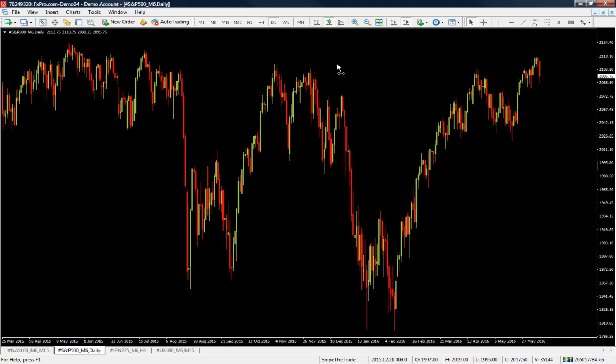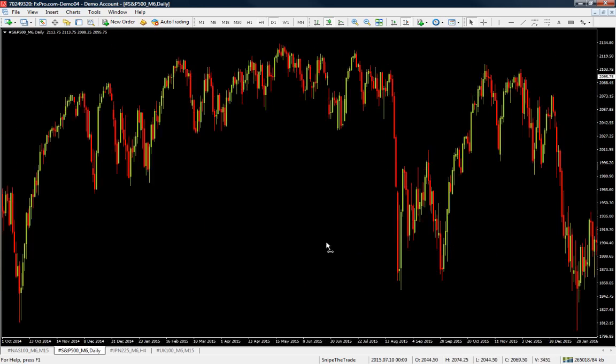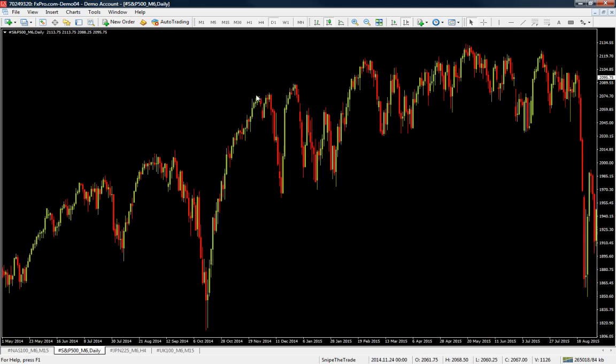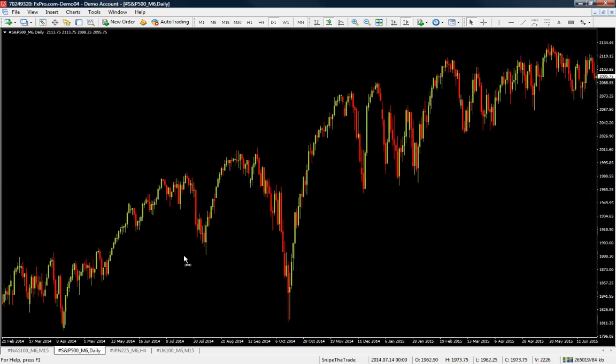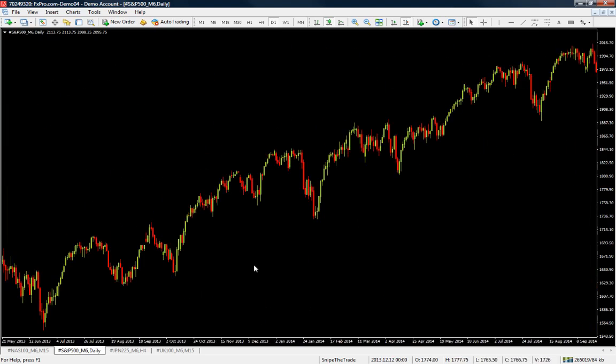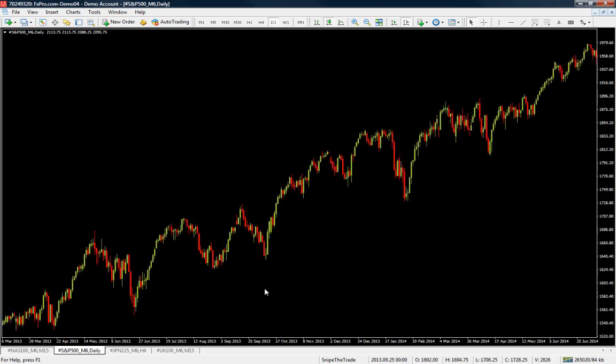Now, if we go to the daily chart, you are going to see that long opportunities come after a dip. So we are going to buy dips from previous areas of support or previous areas of broken resistance, right? And that is what we're going to do.